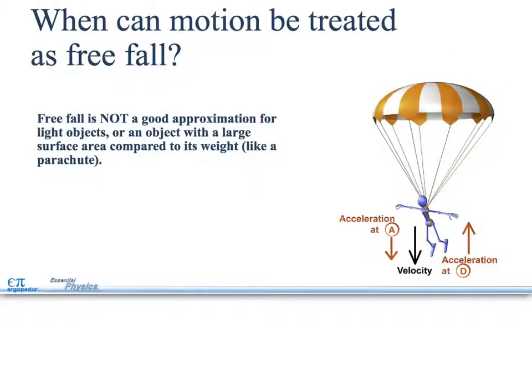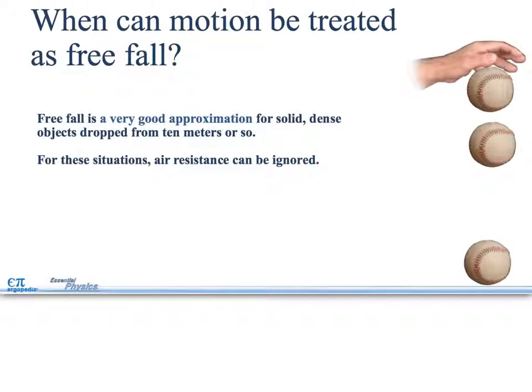Free fall is not a good approximation for light objects, or an object with large surface area compared to its weight, like a parachute. Free fall is a very good approximation for solid, dense objects from 10 meters or so. For these situations, air resistance can be ignored. It's not falling so far that air is going to resist it that much. And if you use something solid like a baseball, you're going to get pretty accurate readings.